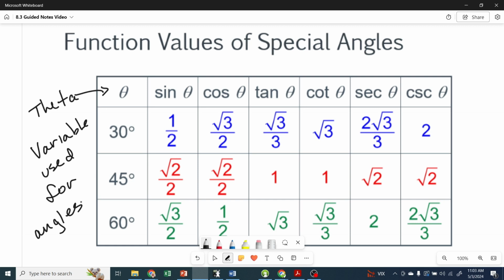Okay. So that concludes today's lesson on trigonometry.